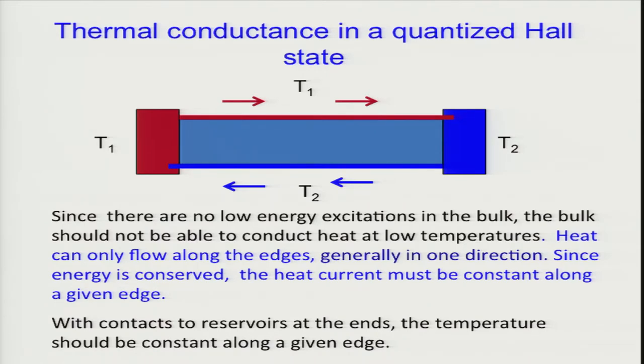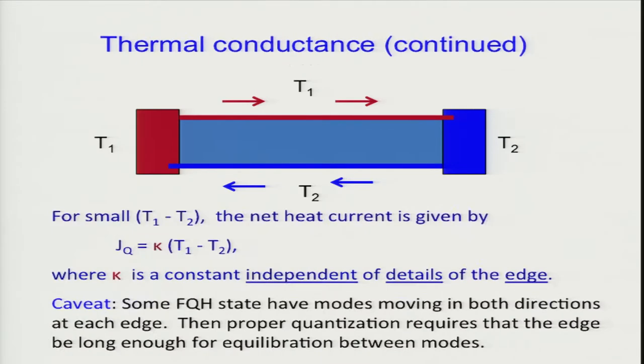Even if there are big variations in what happens at the edge, as long as you don't do something so drastic that the energy gap collapses and heat can flow across, the amount of heat for a given temperature flowing on a given edge is fixed. It's a property of the gross nature of the bulk system. So it's basically quantized. And of course, if you have a difference T1 minus T2, the net heat current will be proportional to T1 minus T2 with a constant kappa, which has to be independent of the details of what's going on in the bulk.